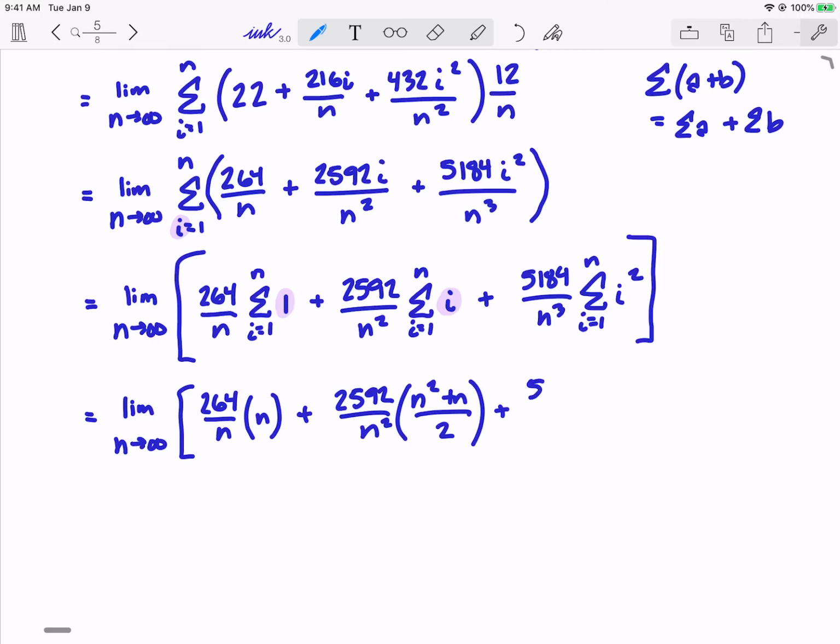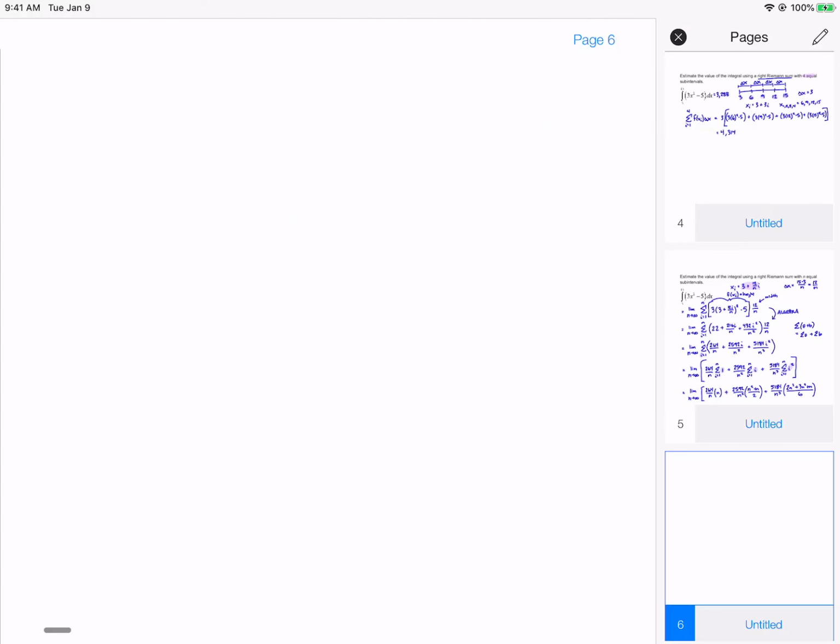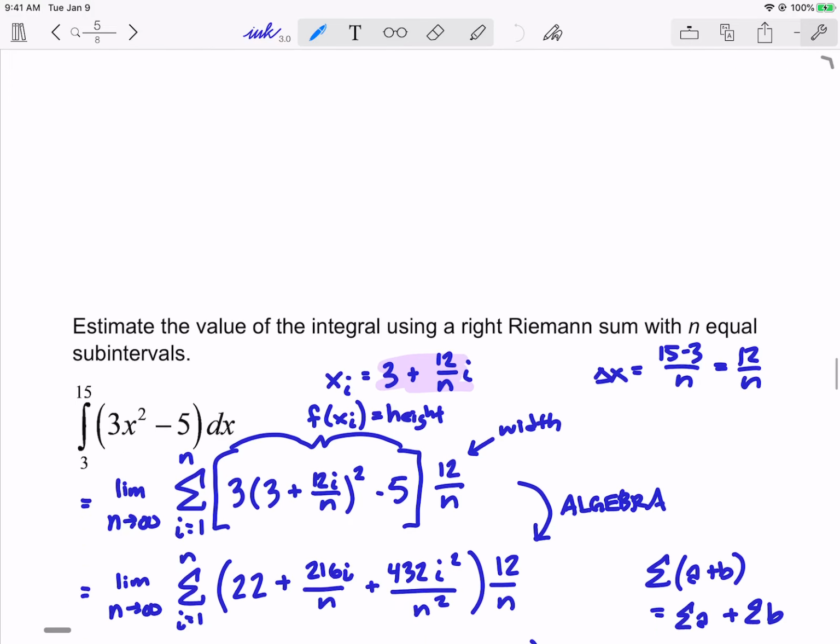Now I have 5,184 over n cubed, and I've got to compute the sum of i squared. That means I'm doing 1 squared plus 2 squared plus 3 squared plus 4 squared plus 5 squared, all the way up to n squared. And when I do that, I end up with 2n cubed plus 3n squared plus n over 6. Ooh, I don't know what I just did. It's some magic.